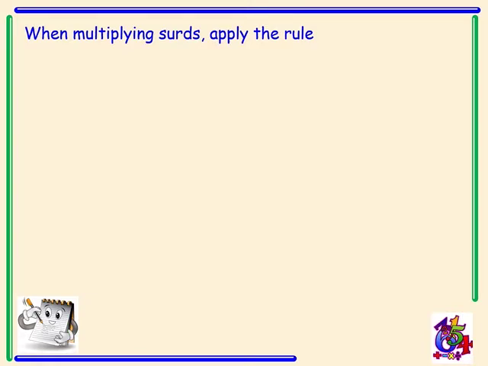When multiplying surds, we apply the rule. The square root of AB is equal to root A times root B. And actually what we'll be looking at is root A times root B to give us the square root of AB. And this will be clearer when we look at a couple of examples.